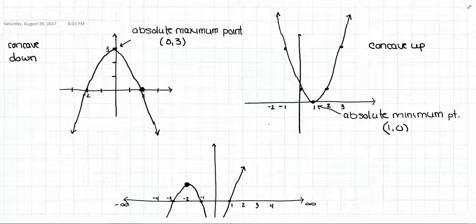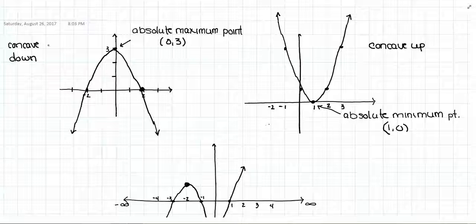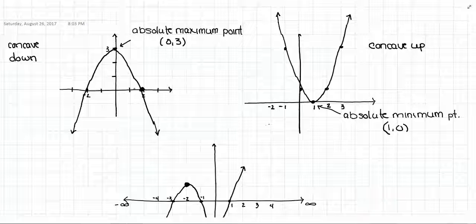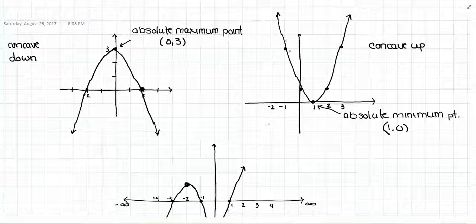So we can look at a graph and pick out a couple more features of it. One is the concavity of it. Concave down means just roughly that it opens downward or it dumps water. Concave up is where it holds water.